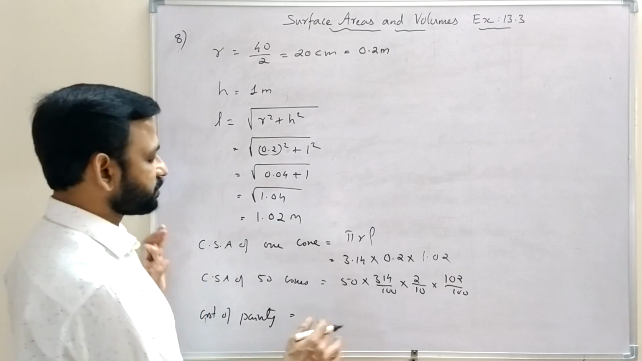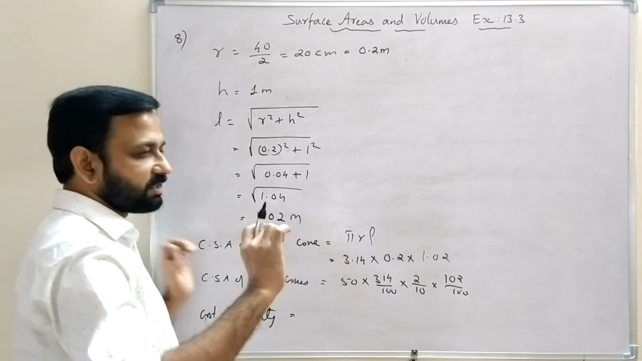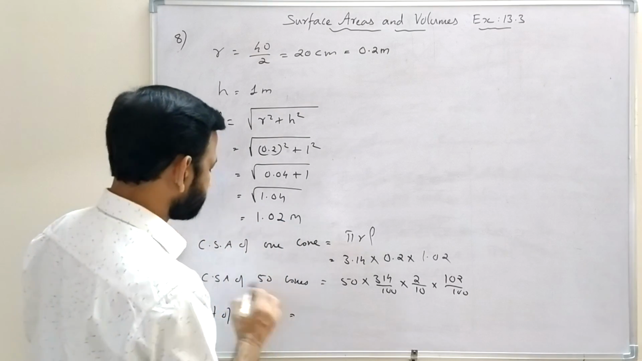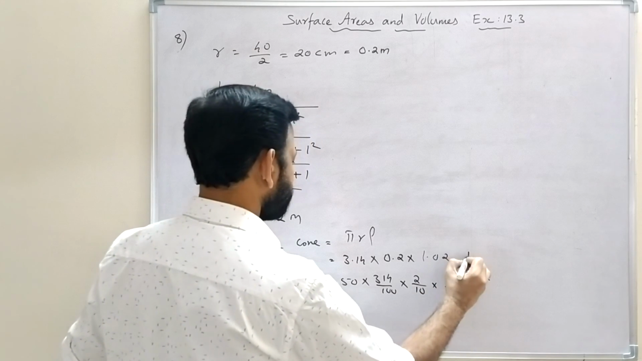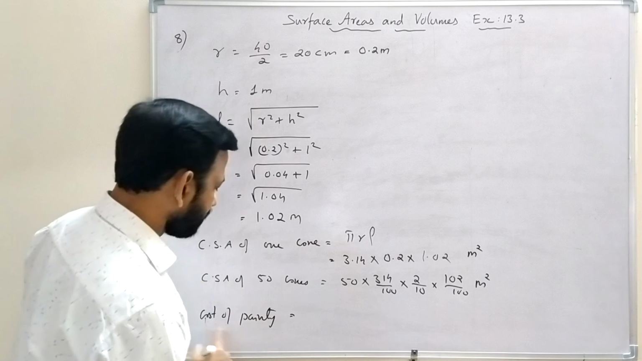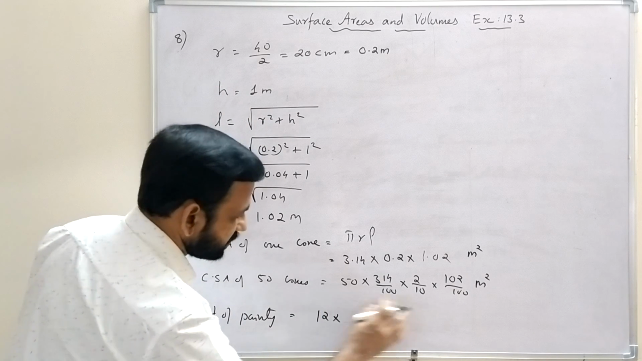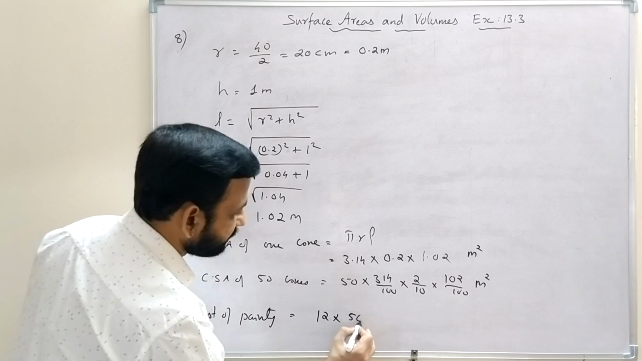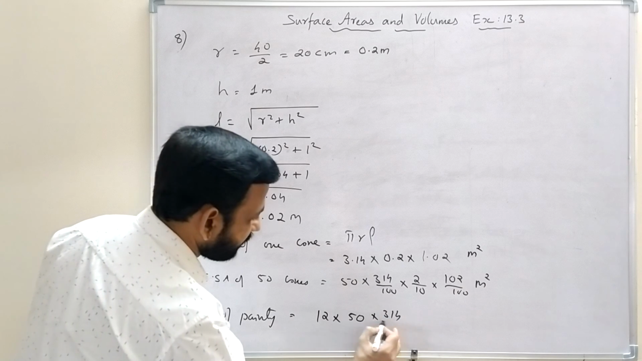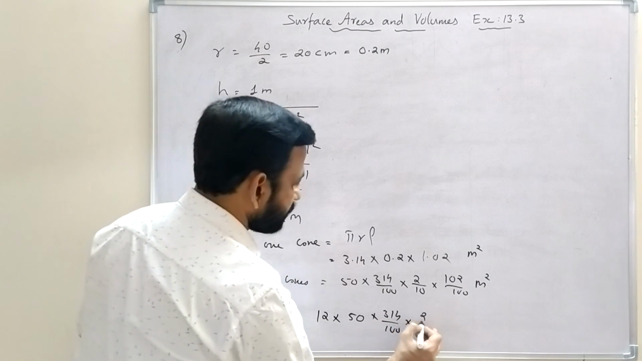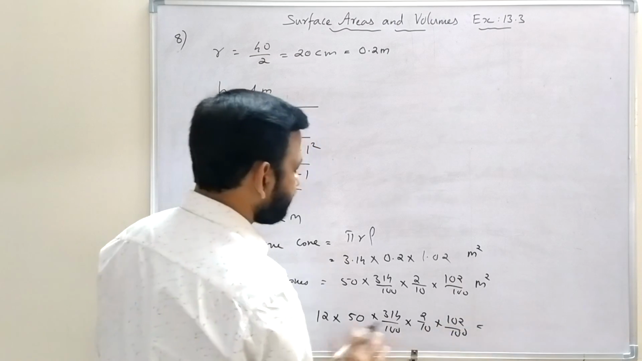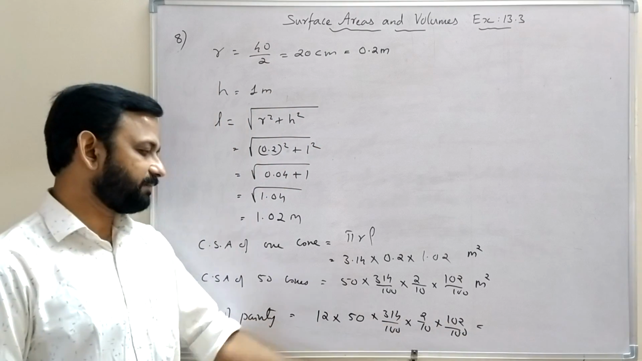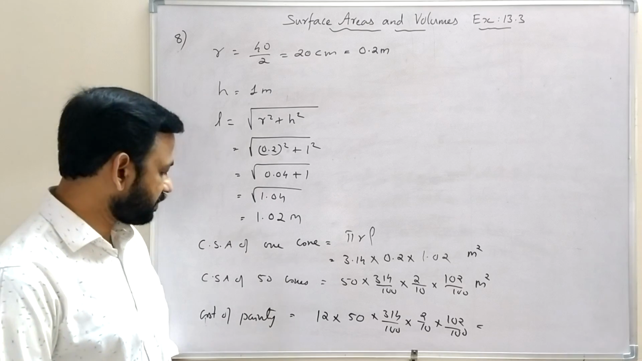Now I need to simplify this one. Then we need to find the cost of painting. So cost of painting is rupees 12 per meter square, and the curved surface area of 50 cones is also in meter square. So cost of painting is 12 into 50 into 314 upon 100 into 2 by 10 into 102 upon 100. So when we simplify this one, we will get the final answer. So that will be the cost of painting.